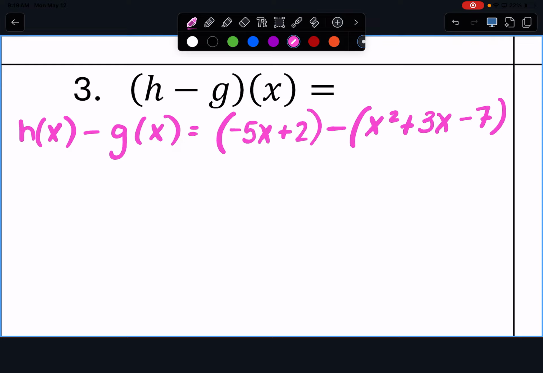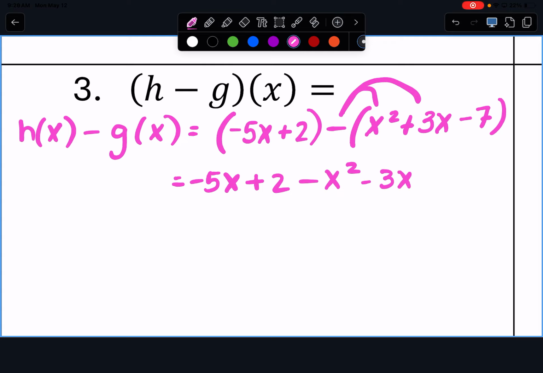So from here, we have to make sure we have this set up. So we have negative 5x plus 2. A negative and a positive make a? Negative. So we get negative x squared. A negative and a positive make that 3x. Then a negative and a negative make that positive. Now we just combine any like terms.